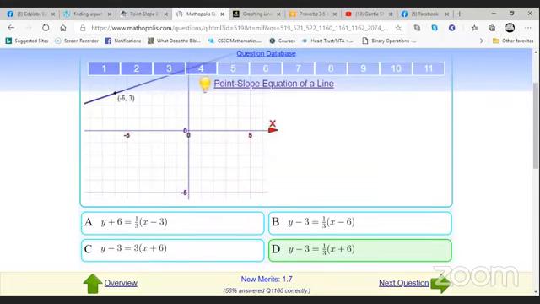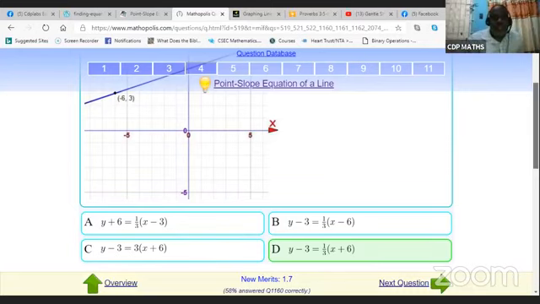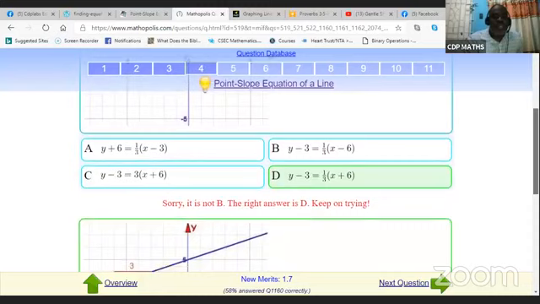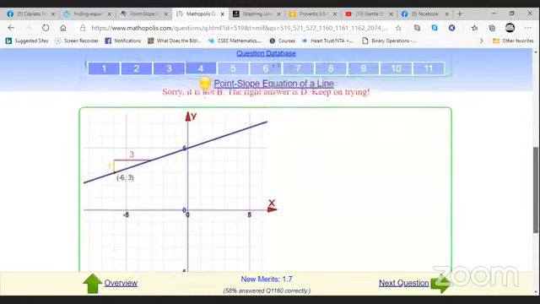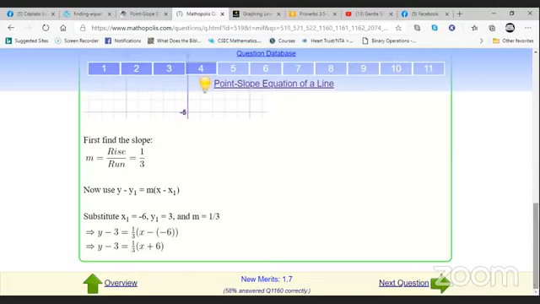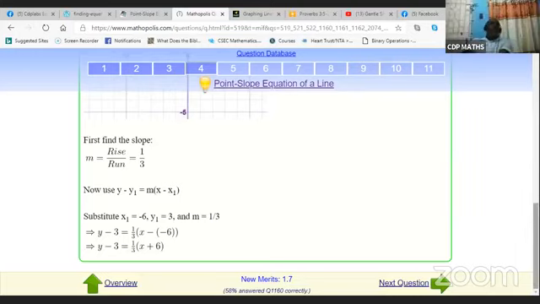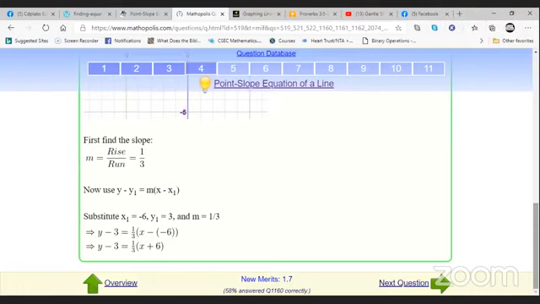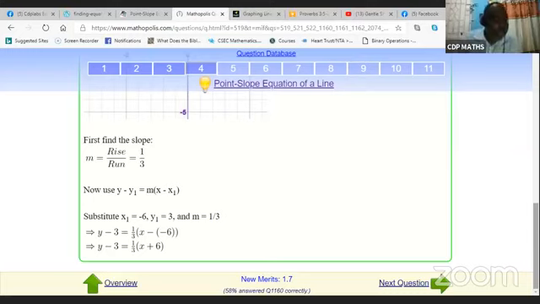Sir, can I see the explanation? Yeah, see. Is that where you went wrong? Yes, sir. All right, let's see. The negative 6. There you go, exactly, the negative 6 and the negative sign. Yes, we had turned it into a positive. There you go.